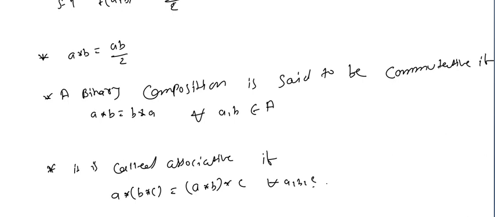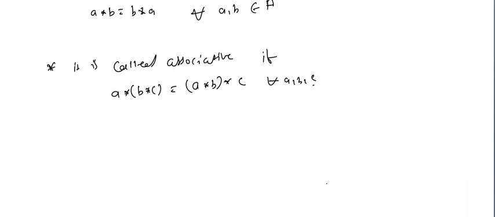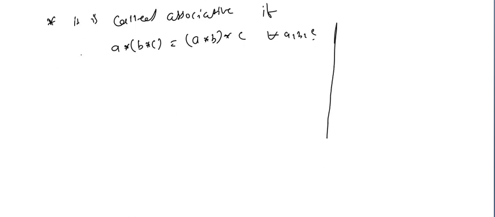Clear? Now come to the next point, all these basic parts. So now come to the main concepts of this. I am saying that, why subtraction is not a binary composition on the set of natural numbers. I am going to discuss that section.